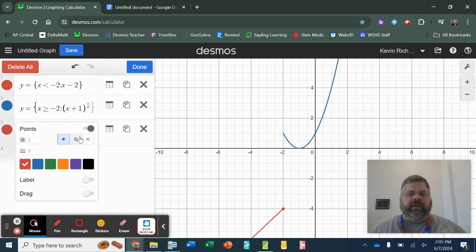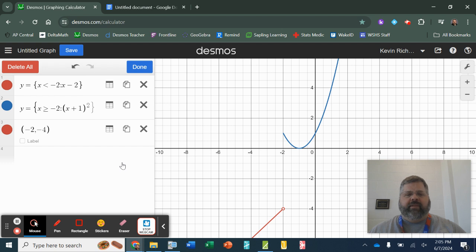Now, it sometimes bothers me that it's not the same color. I think that's just me. Because it's x is less than -2, I know it should be open. And that's going to allow me to put that point there. And notice I made it red, so it was the same color as the piece.